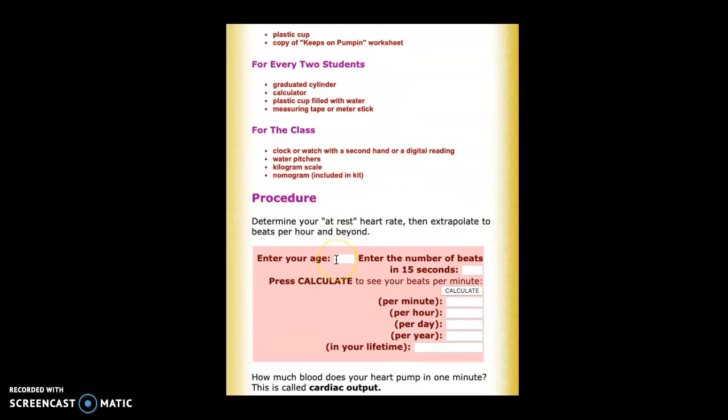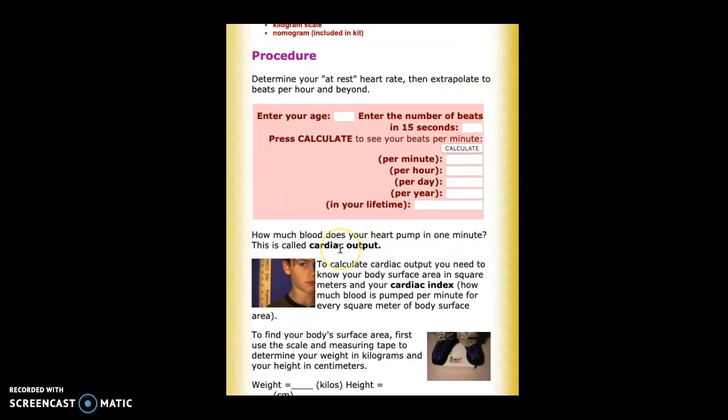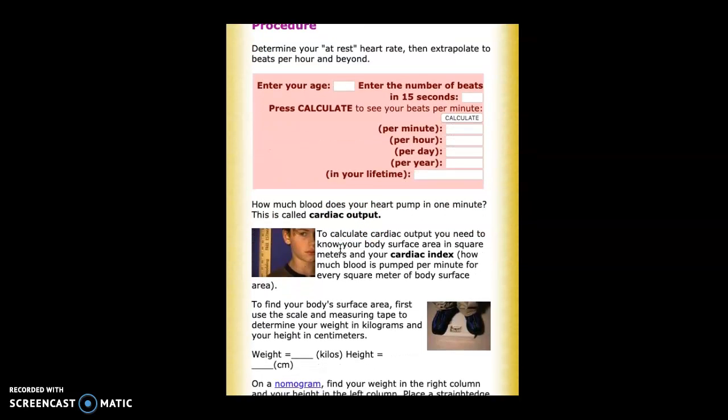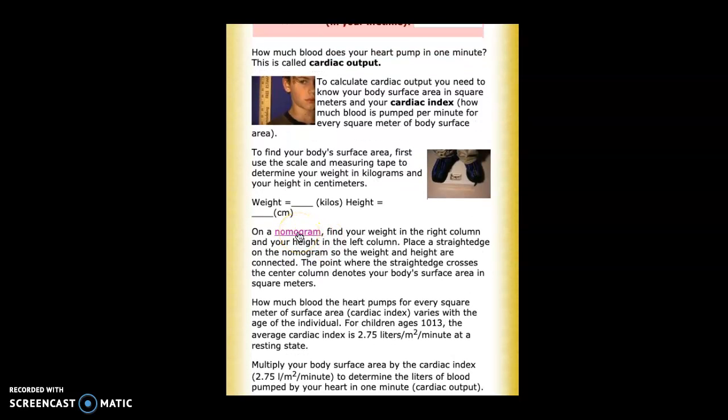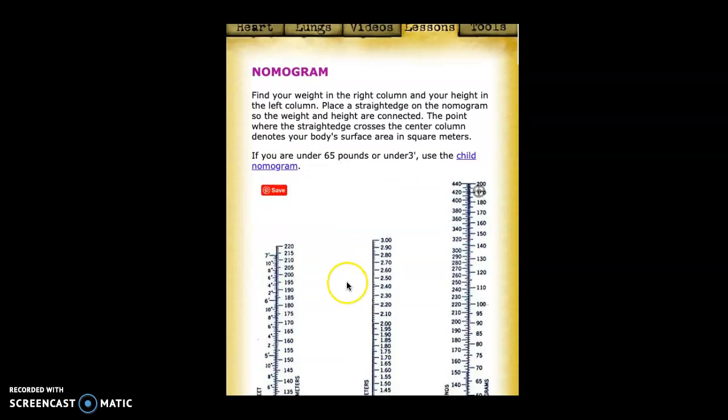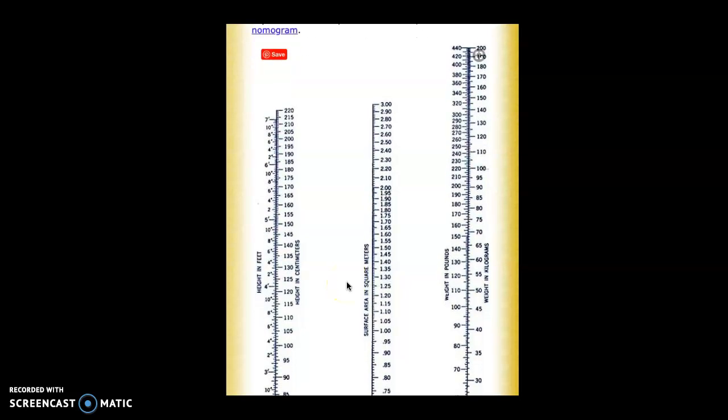There's a calculator to calculate your heartbeat. You'll need to measure your weight and your height. And then you can figure out this thing called cardiac output. That's how much blood your heart pumps in 1 minute. There's this nomogram that you're going to need, and that one is used to figure out how much surface area you have on your body.